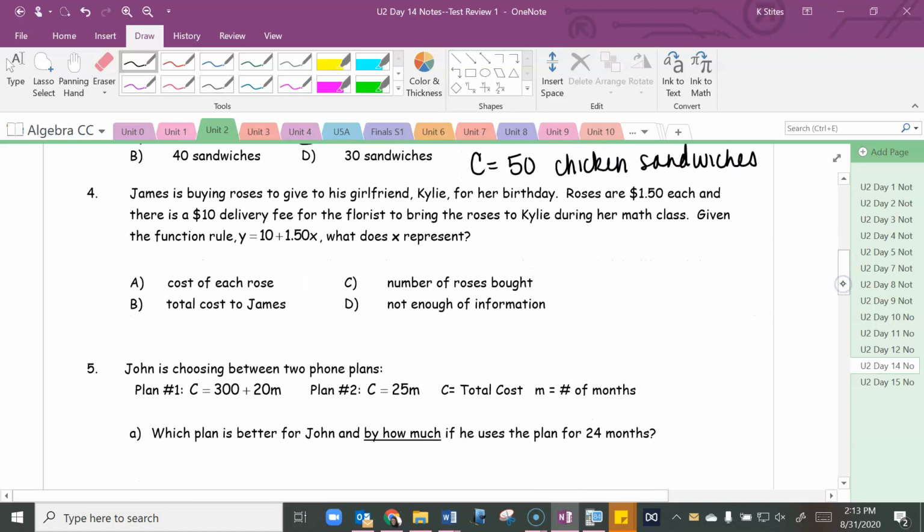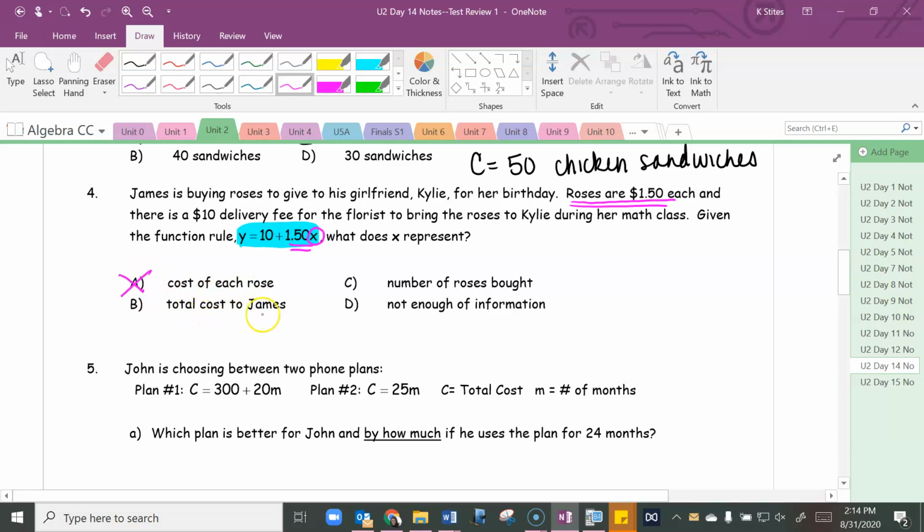James is buying roses to give his girlfriend Kylie for her birthday. Roses are $1.50 each, and there is a $10 delivery fee for the florist to bring the roses to Kylie during her math class. Given the function rule, y equals 10 plus 1.50x, what does the x represent? So the first thing you should notice is the x is right next to the 1.50. So let's go see what the 1.50 is talking about. It's how much the roses cost. That means that A is not correct because we know what the cost of each rose is. It's $1.50.